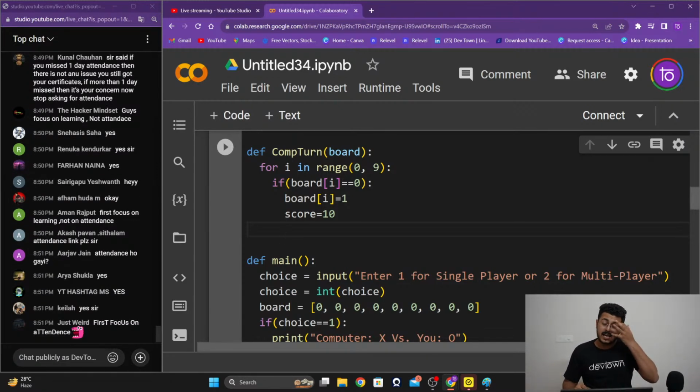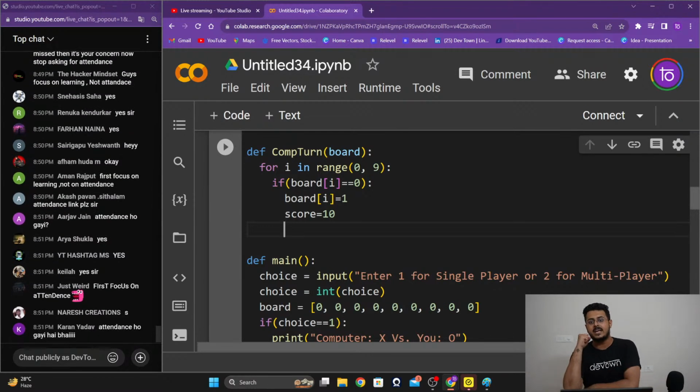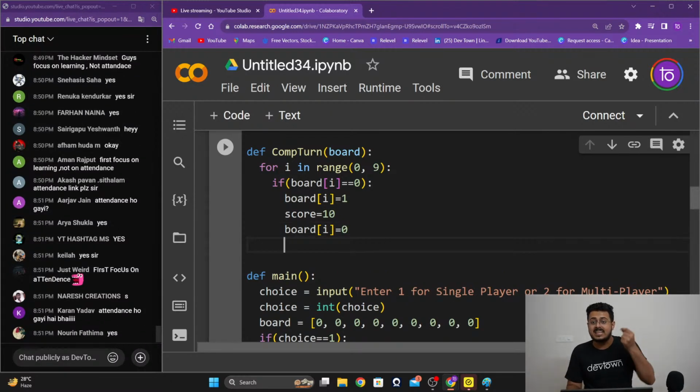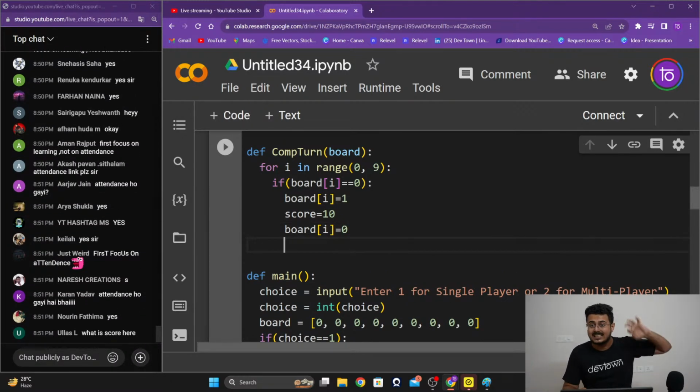So first, I'll put my X there. I will check the score and I will remove my X from right over there. Then put it up at some other place. So I've got the score. I will remove my X from the board right now. So board[i] equals 0. I have removed my X from the board right now. Now I need to check whether the current score is the highest or not. What is this score?